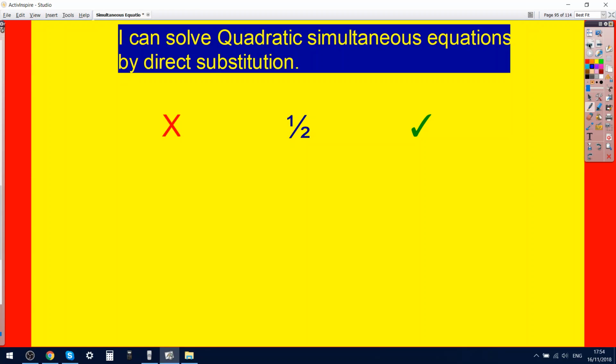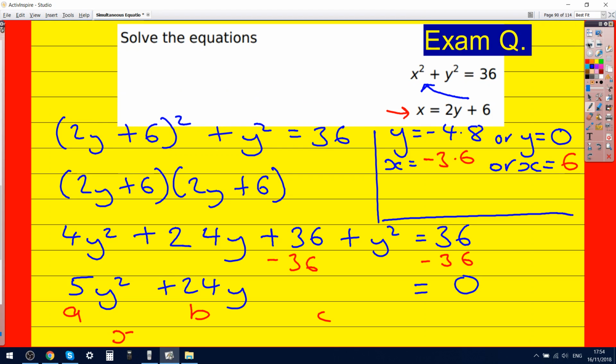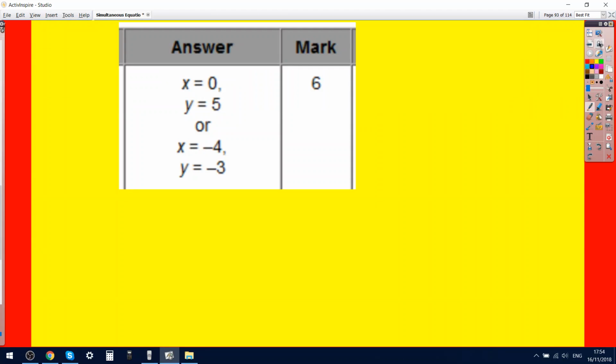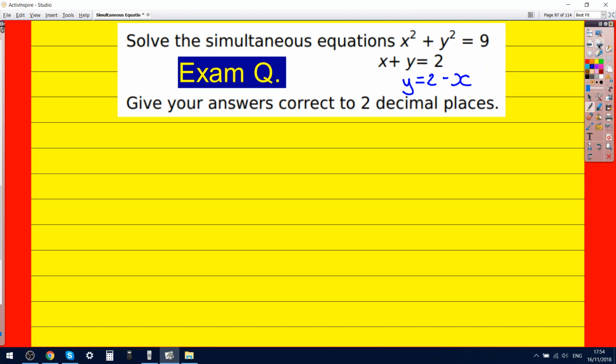And you can check how we started the previous one. So how did we start the previous one? In the previous one, we said x equals 2y plus 6, and so x squared is 2y plus 6 squared. And that eliminated the x's. So this one, y equals 2 minus x. Any idea what you could do with that?